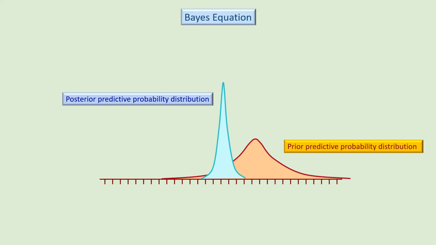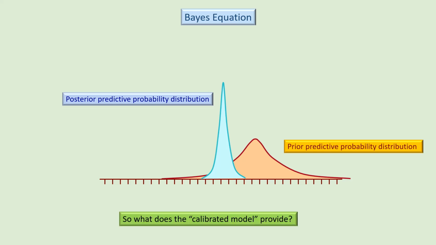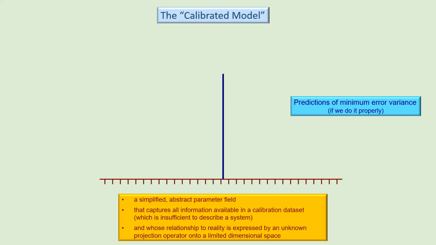You may well ask then where does the calibrated model fit into this? The calibrated model often forms the cornerstone of decision support modelling, but where does it fit into Bayes' equation? If we are going to replace a probability distribution with a unique parameter field, which calibration seeks, what right do we have to do that?